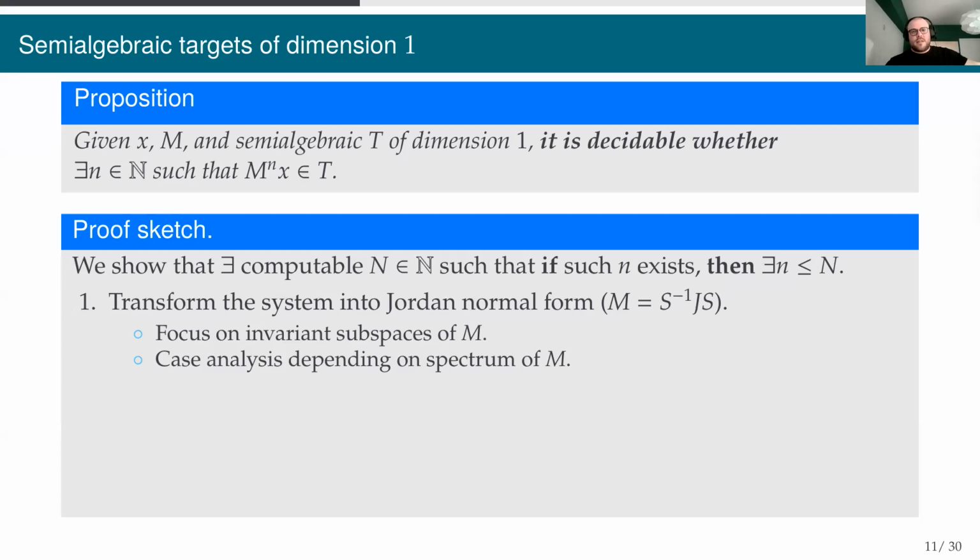And yeah, then it's clearly decidable because you can just try everything up to this computable n, and that's it. Well, how do we do this?